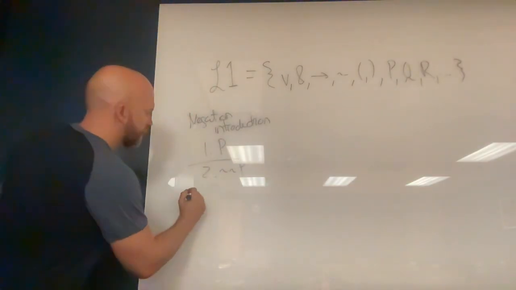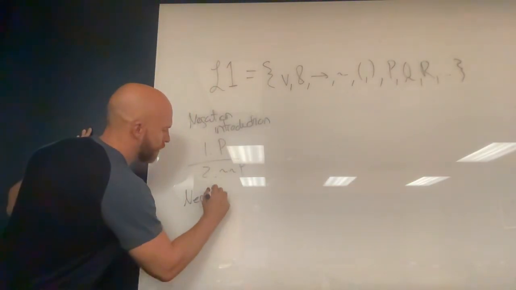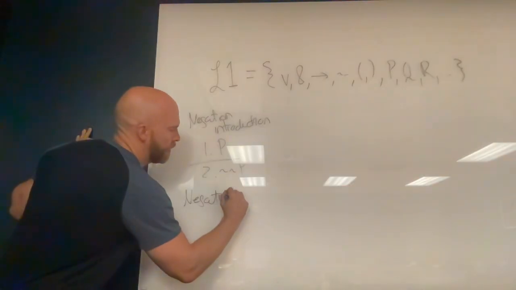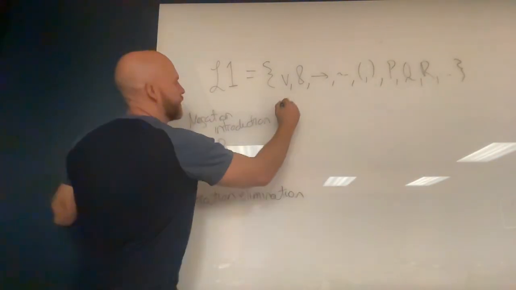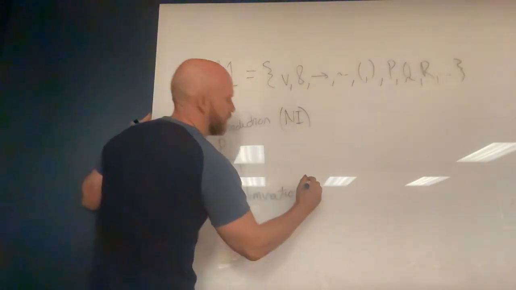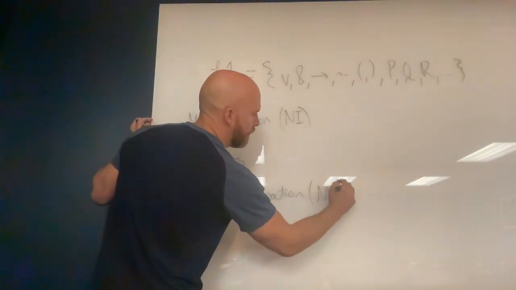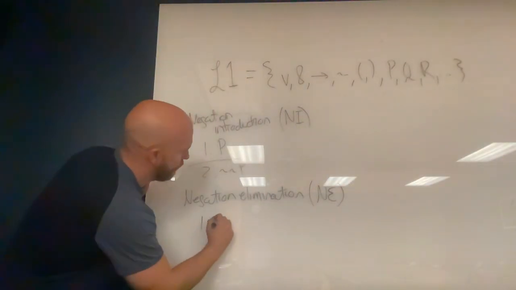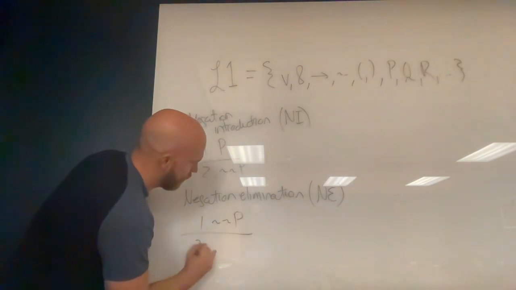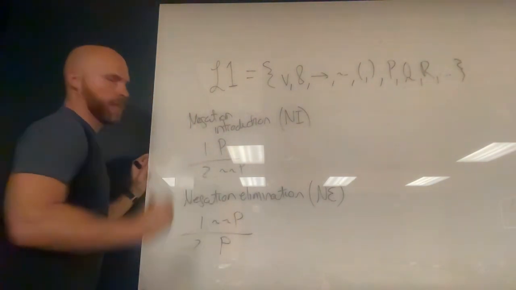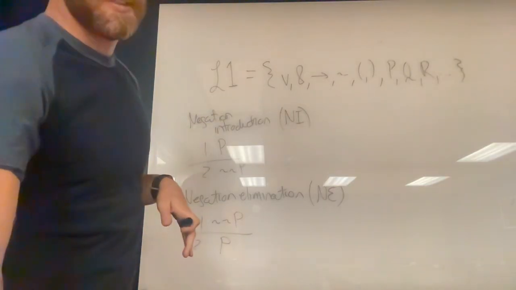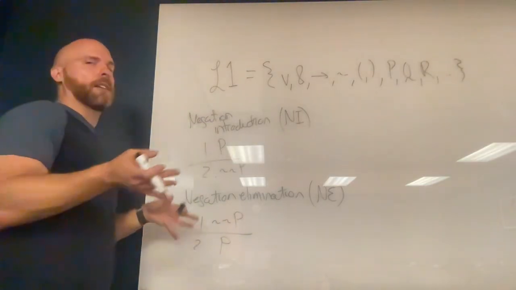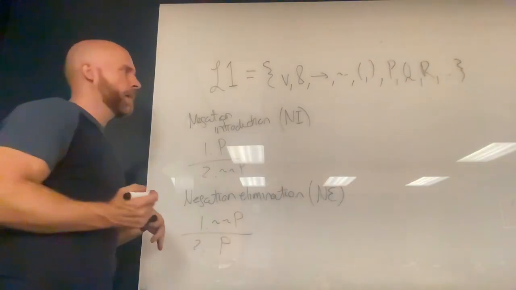You can do the other direction. So negation elimination. Let's see, this is NI, and this is NE. And this just says if you have not not P or not not Q or not not whatever, you can just drop those 2 nots off and strip it down. You can always drop off or add negations in pairs, basically.